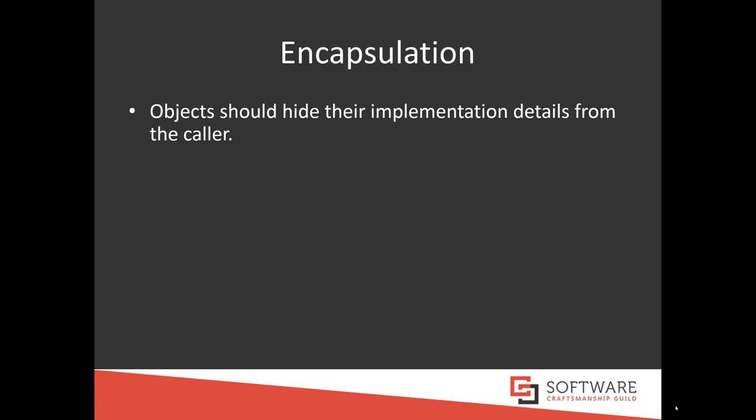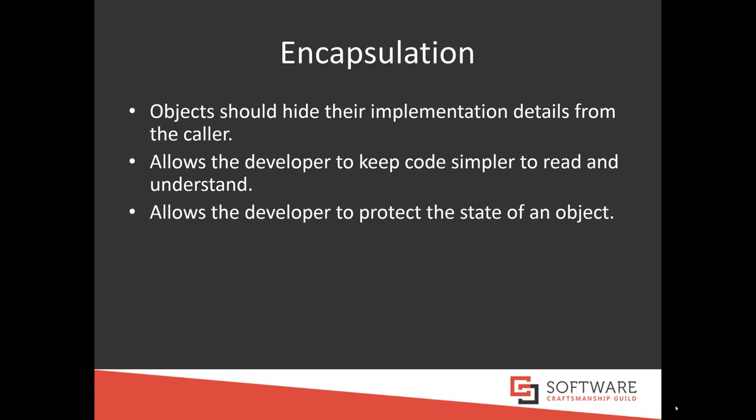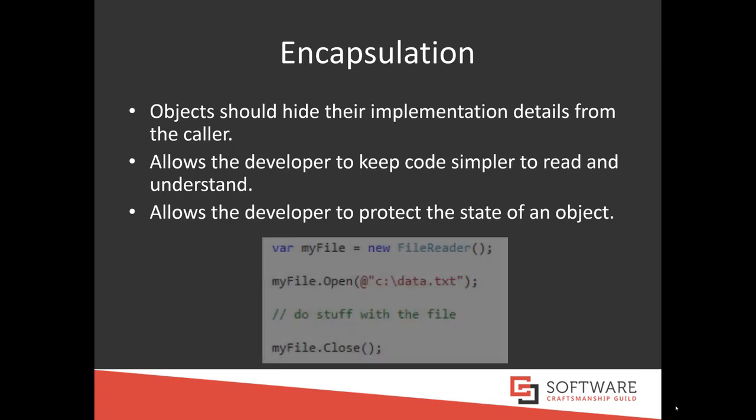Encapsulation means that objects should hide their implementation details from the caller. When we call a method on a class, we don't want the calling classes to know what's going on inside it. It's none of their business. It allows developers to keep their code simpler to read and easier to understand. It also allows the developer to protect the internal state of an object. Sometimes we don't want other people mucking around with our data variables. We want them to have to access them through our methods and our properties.